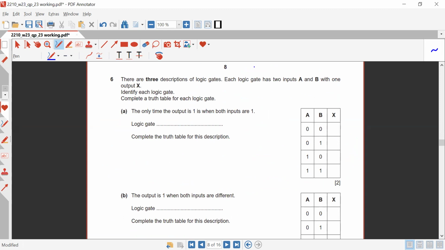There are three descriptions of logic gates. Each logic gate has two inputs, A and B, with one output, X. Identify each logic gate and complete a truth table for each. Part A: the only time the output is 1 is when both inputs are 1, otherwise it will be a 0 in each case. That means it's an AND gate.